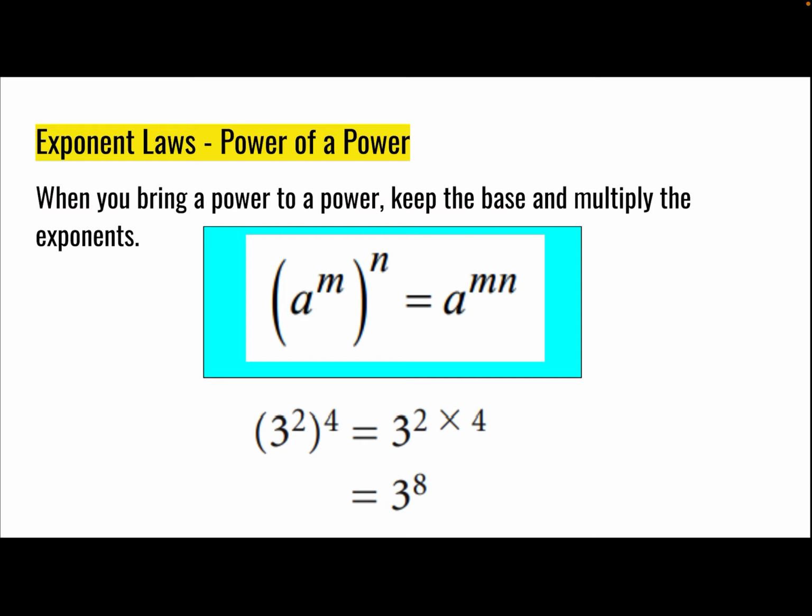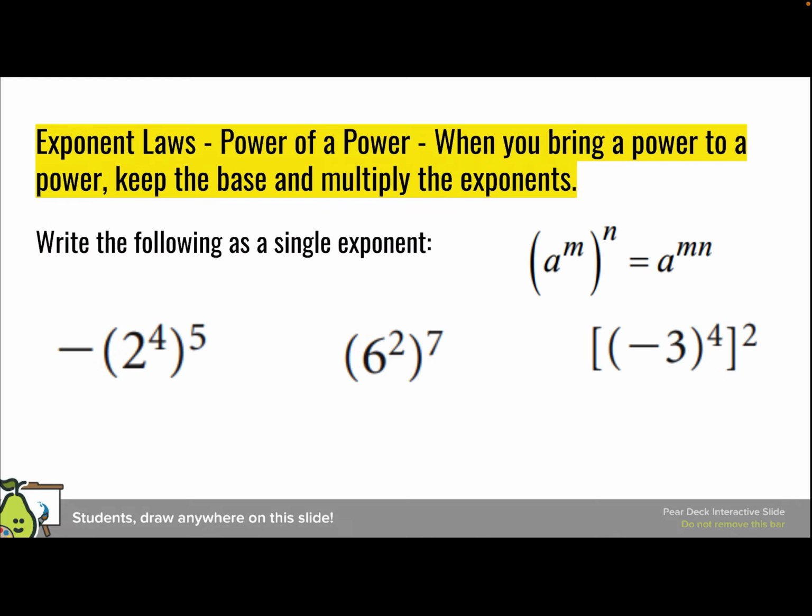But generally, anything to the power of 0 equals 1. All right, power of a power. When we bring a power to a power, we keep the base and we multiply the exponents. So here, I have a to the m brought to the power of n. So I will keep that base a and I multiply m times n. So my example is 3 to the 2 to the power of 4. So I keep the base 3, I multiply 2 times 4, and I get 3 to the 8. Now I could evaluate that, but I didn't have to for this one.